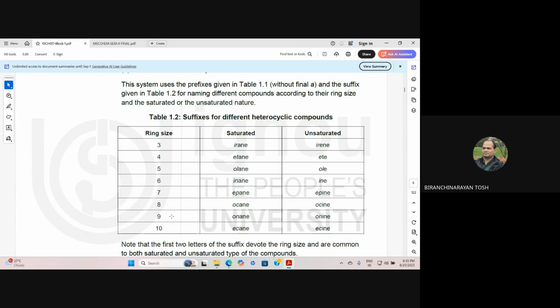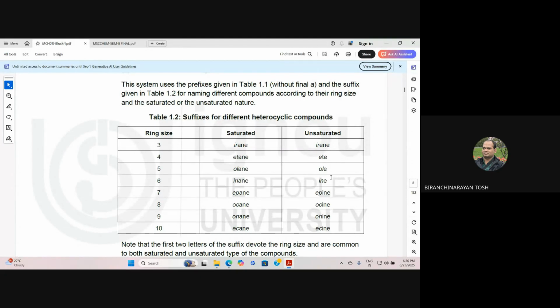For 9, -onine, -onane. There you are using non. It is -onane, -onine. And for 10, -ecine, -ecane. So IR, ET, OL, IN, EP, OC, ON, and EC. So like this, you have to remember 3-member: ir, et, ol, in, ep, oc, on, ec. And if it is unsaturated, the -ANE will be -ENE.